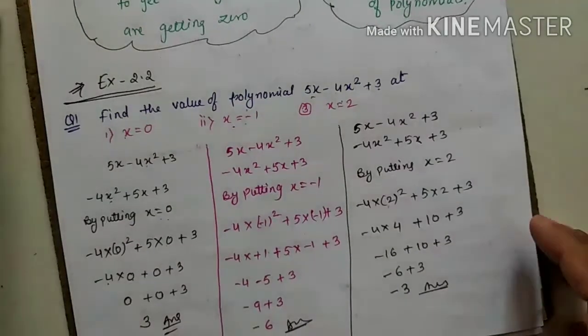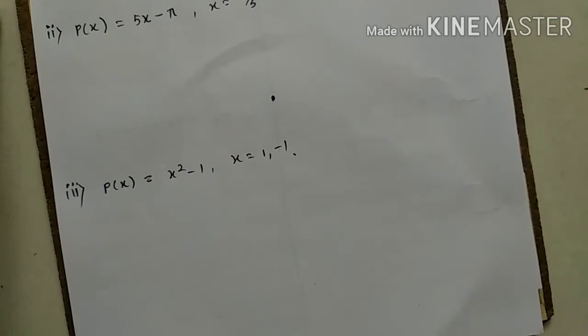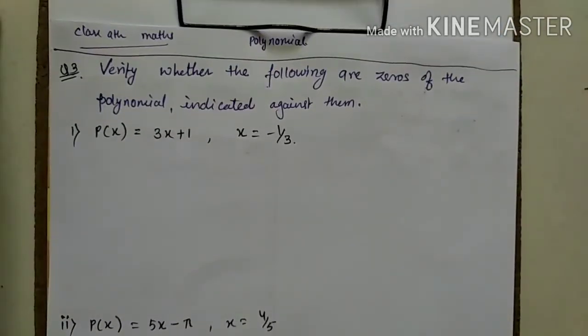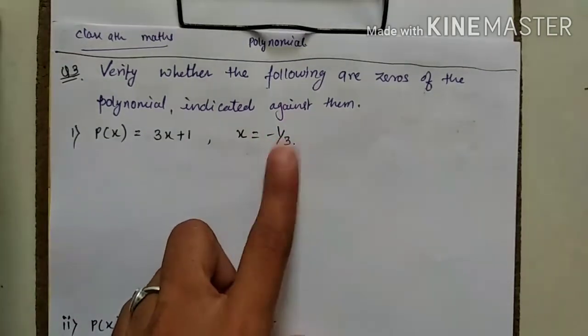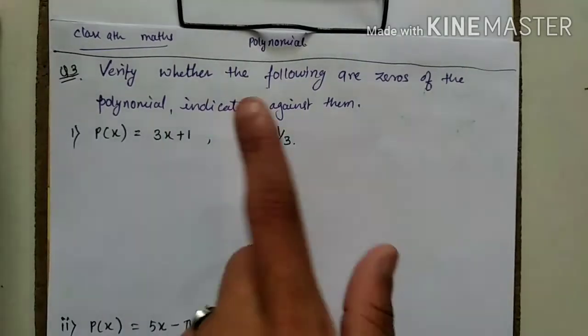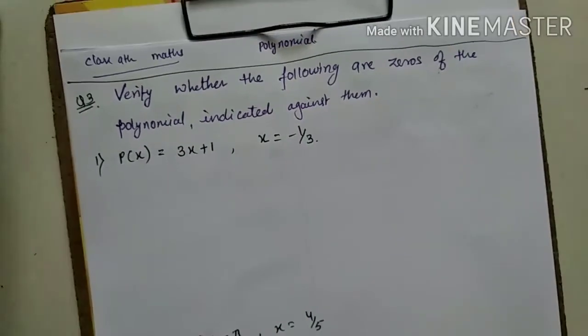Now come to the next question. The next question is this. Verify whether the following are zeros of the polynomial, as indicated against them. See, first you have to find the zeros of the polynomial, and they have given you the value of x. Just put this value in this equation. If by solving you are getting 0, then this value is considered as what? Zero of the polynomial. Just check how I can find. See my solution here.